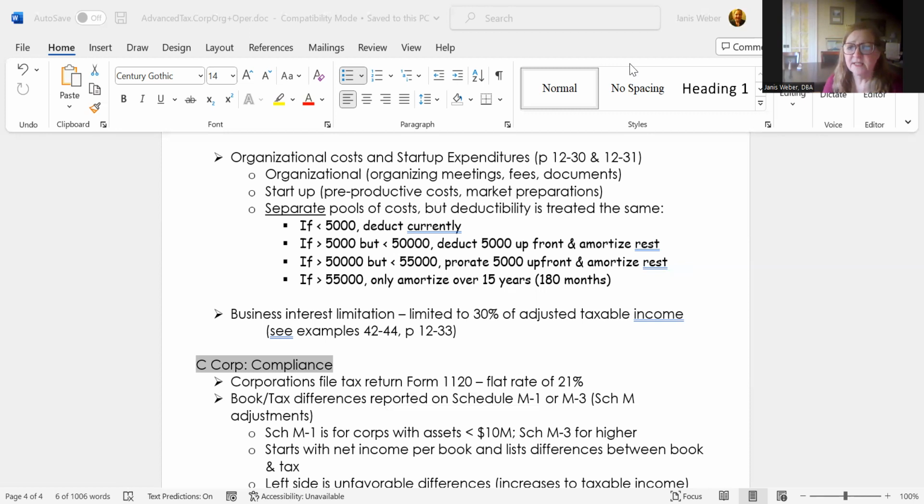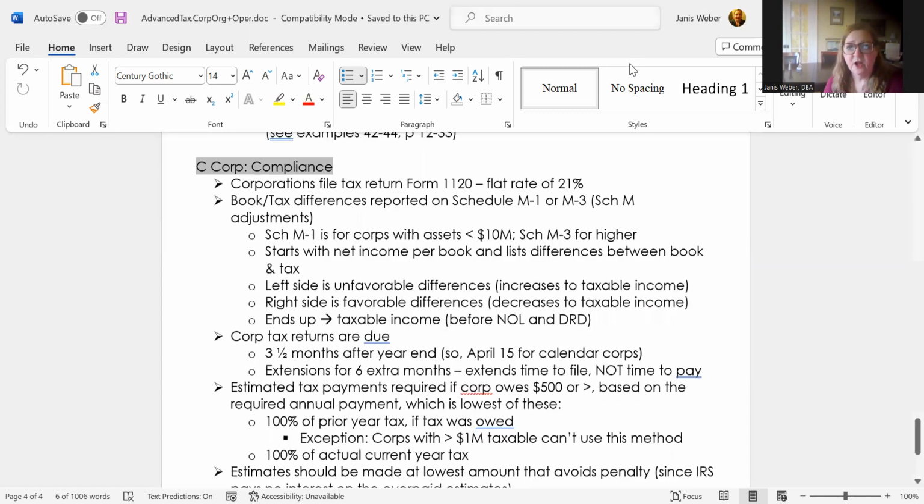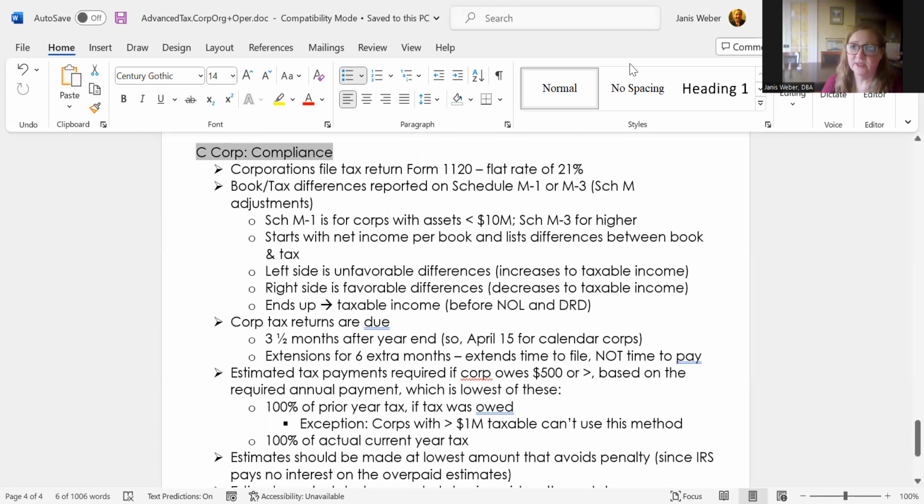And then the business interest limitation. This is a significant effect on corporations usually, because they sometimes actually do have a large business interest factor, but it can't be more than 30% of their taxable income. There are some examples in the textbook you can look at to see that. And then talking about compliance for the corporation. This is the easy part.